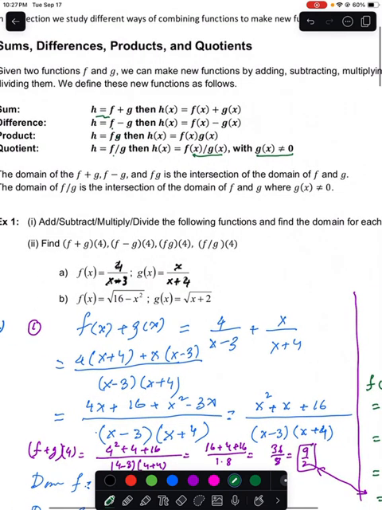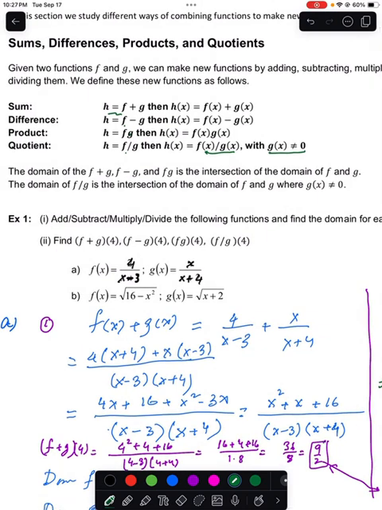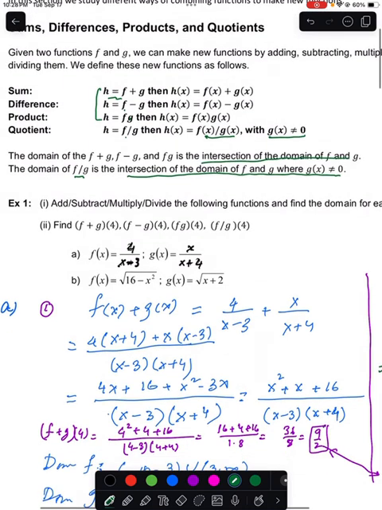Now how do we find the domain of these functions? The domain of the first three, the sum, the difference, and the product, is basically the intersection of the domain of f and g. Okay? And how do we find the domain of f divided by g, or the quotient? So we already have the intersection. From the intersection, we also throw away any x value that makes g of x equal to 0.